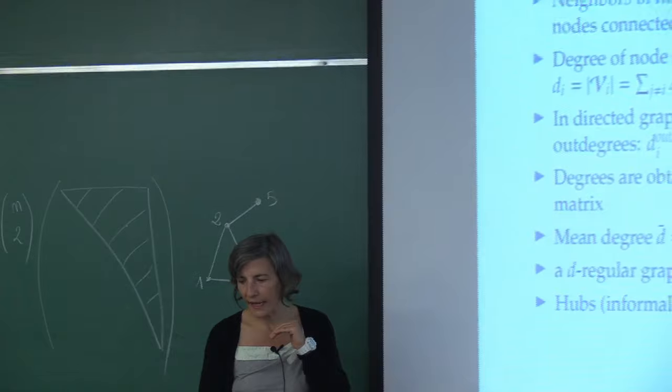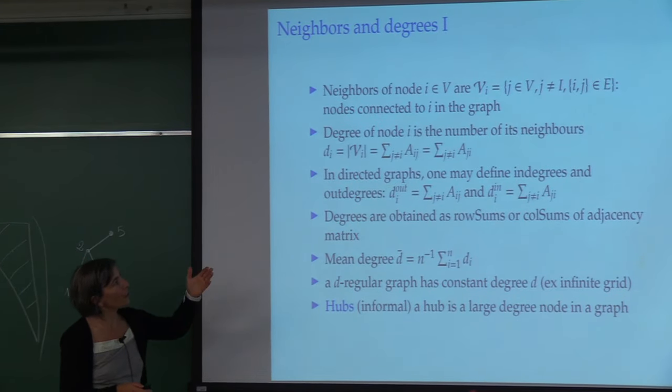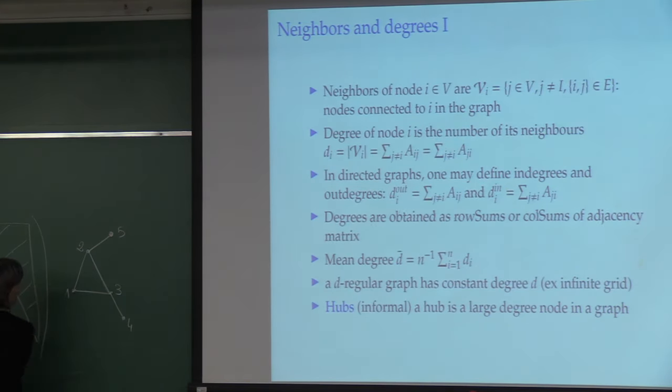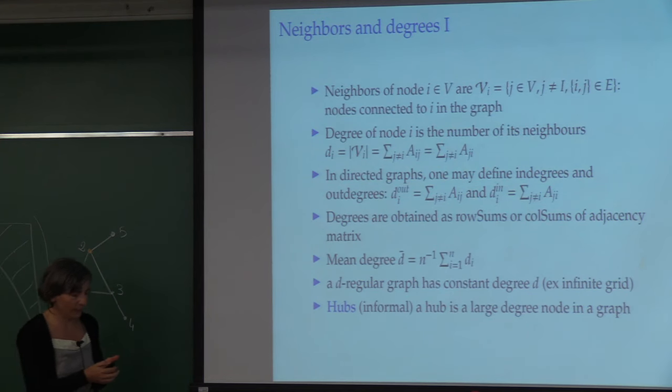Okay, from the density, then we go to the notion of neighbors and degrees. So the neighbors of a node are just the set of nodes which are connected to that node. Very simple. So if I consider node number 2 in this graph, the set of neighbors is 1, 3, 5. Then you can define the degree of a node as the number of its neighbors. So here the degree of node 2 is 3, because it has 3 neighbors. So that's how many nodes are connected to that specific node. So we denote the degree by d_i, the cardinality of the set of neighbors of node i.